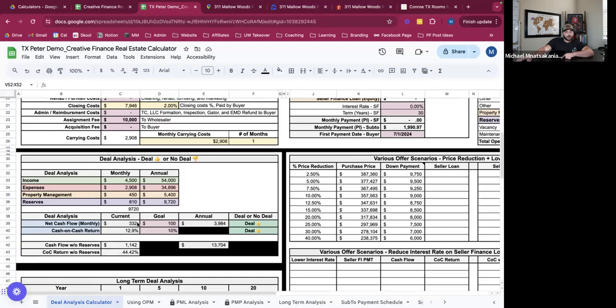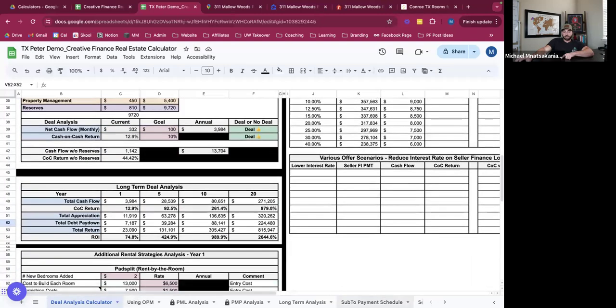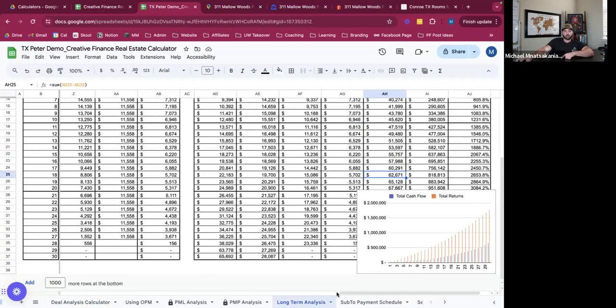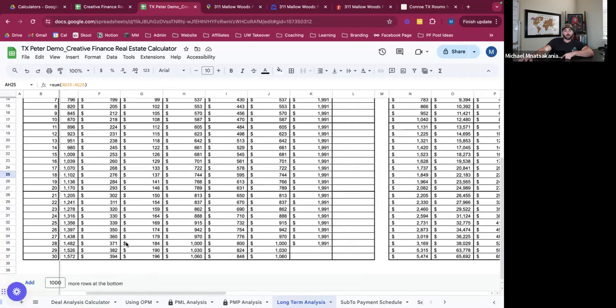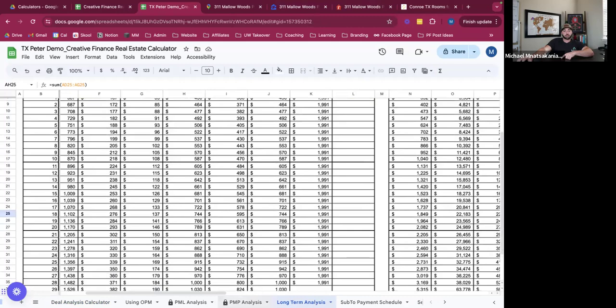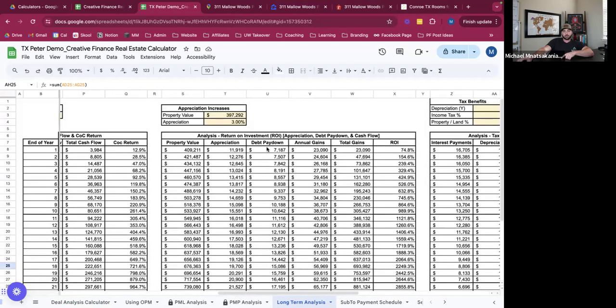Then we have your long-term deal analysis, the long-term analysis page. If you really want to look at this over the next 30 years, what does that look like? Because people always talk about one of the benefits being that once you pay off the debt, well, what do your returns look like at that point too? It's nice because you can see that once the debt is paid off, for example, let's see.